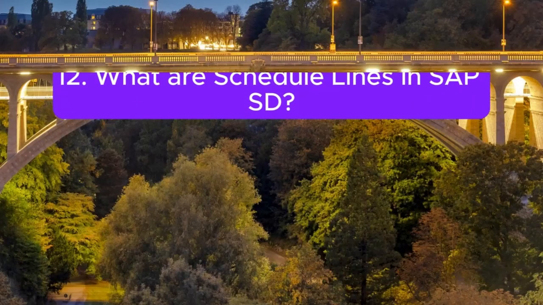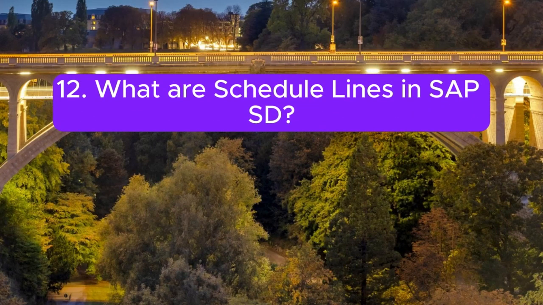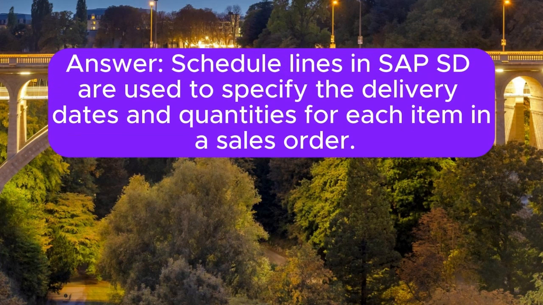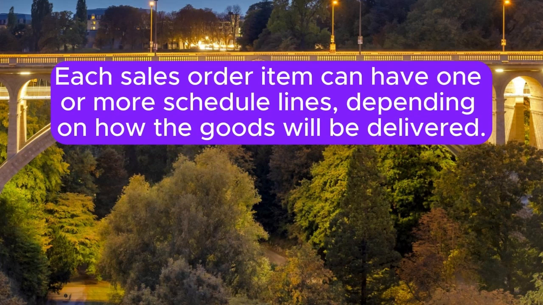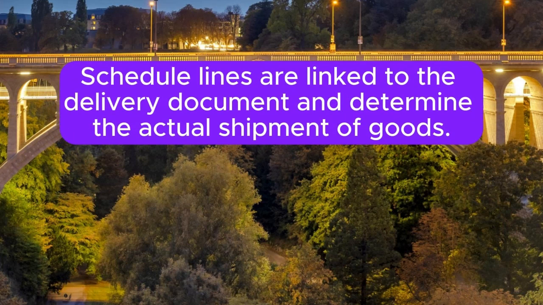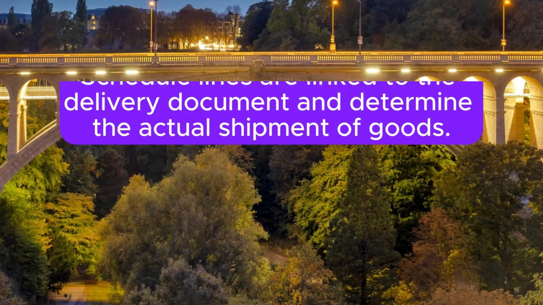12. What are schedule lines in SAP SD? Answer: Schedule lines in SAP SD are used to specify the delivery dates and quantities for each item in a sales order. Each sales order item can have one or more schedule lines, depending on how the goods will be delivered. Schedule lines are linked to the delivery document and determine the actual shipment of goods.